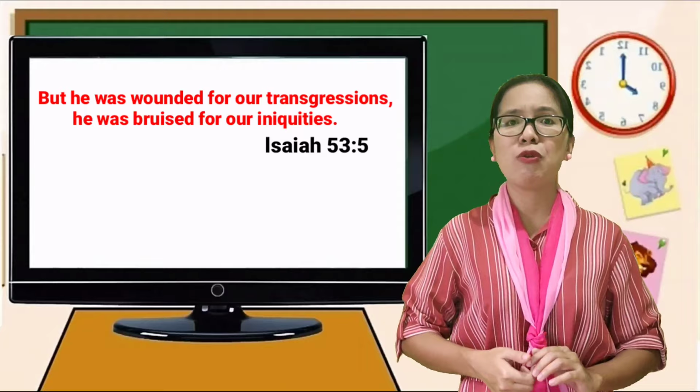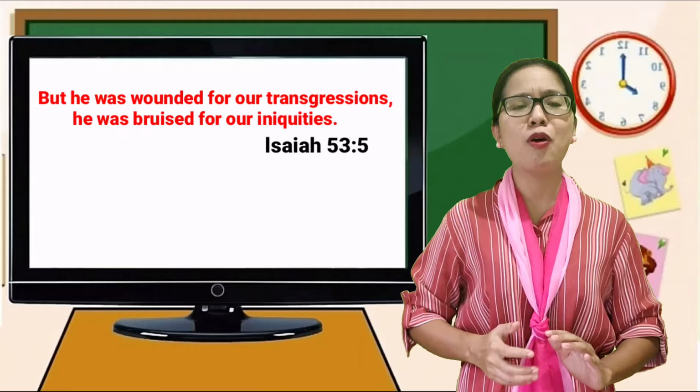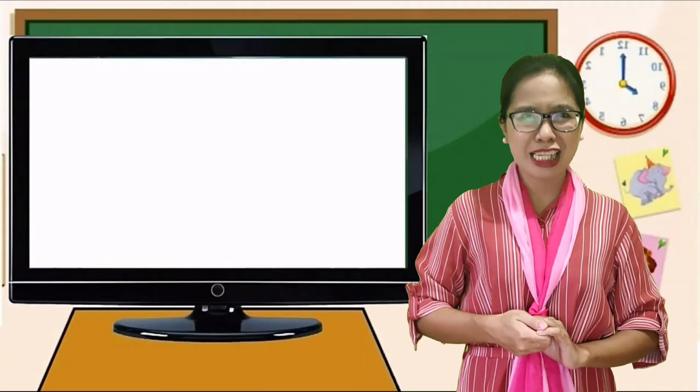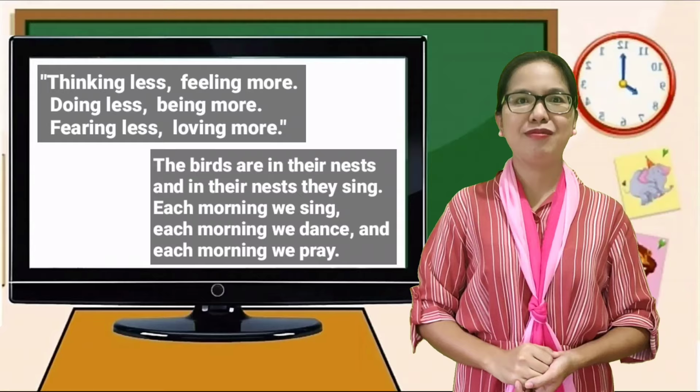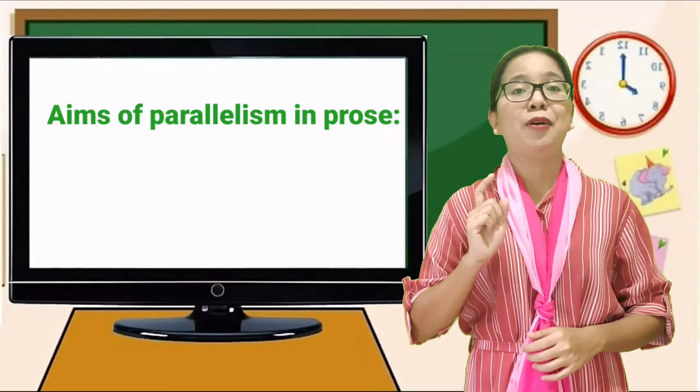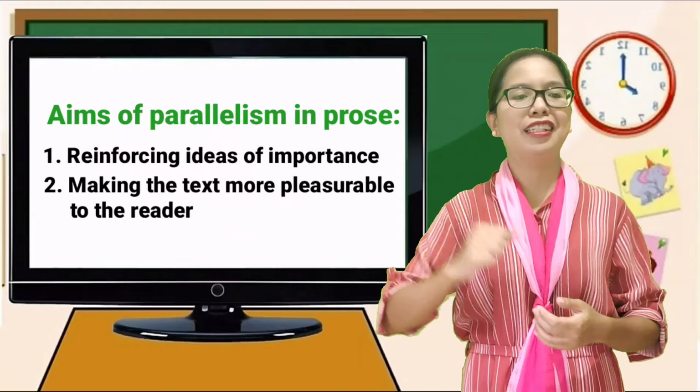Sometimes, the effect of repeated phrases in a poem will be to emphasize a development or change by means of contrasting words following identical patterns. More examples are this. Parallelism in prose aims basically at two things. First, reinforcing ideas of importance and making the text more pleasurable to the reader.